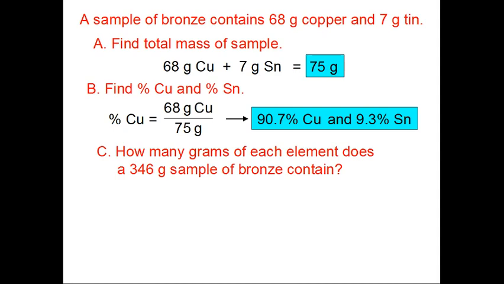So if you remember back from the other video, we could take those percents and then look at a different sample. So how many grams of each element does a 346 gram sample of bronze contain? Well, the answer is you don't know, because unlike our compounds from the previous slide, this is an alloy, and an alloy is a mixture, which means every alloy, every mixture, whether it's homogeneous or heterogeneous, can be completely different.